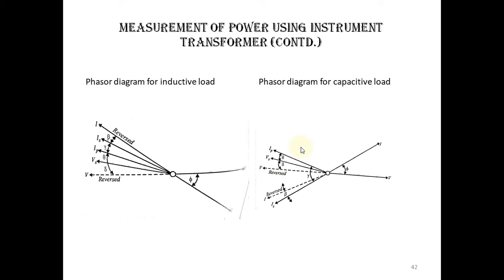Voltage is your reference. If you take current as your reference, you will get the same notation: anti-clockwise movement is positive, and clockwise movement is why phi is negative.